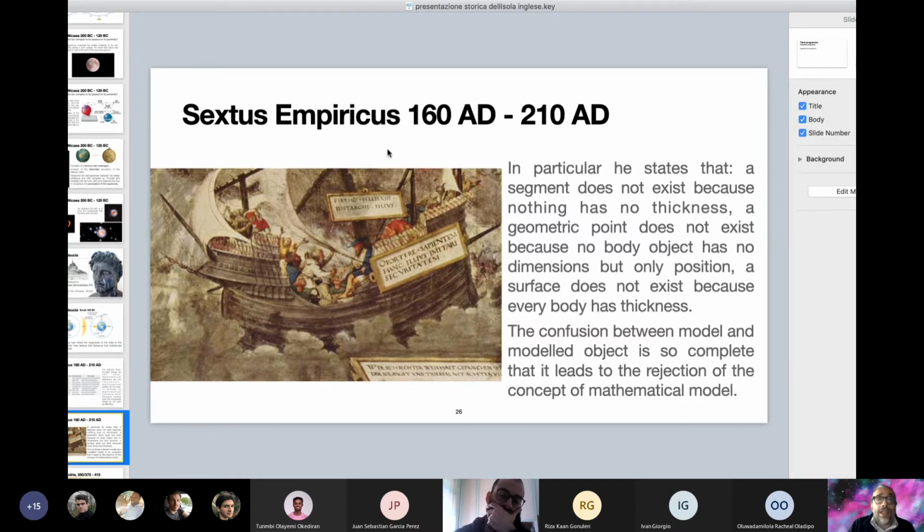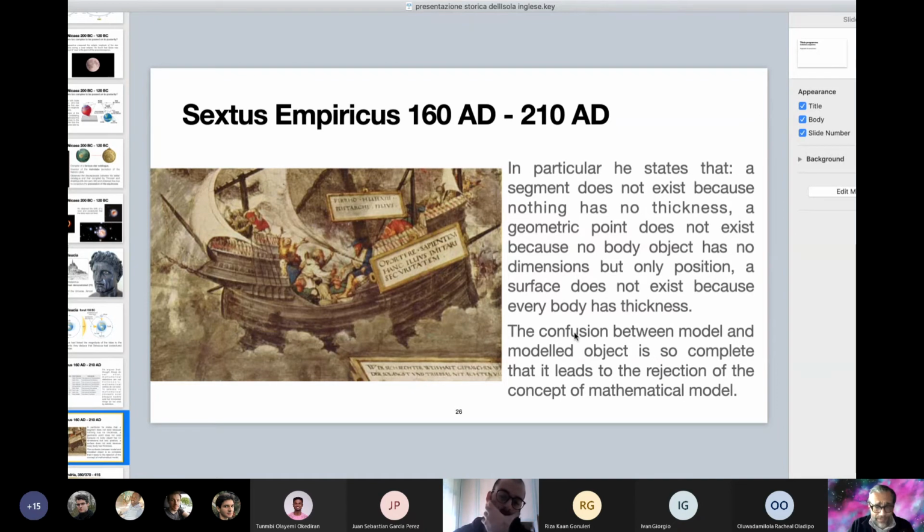But what is astonishing is that Sextus Empiricus said exactly what my student told me when talking about the Elastica equations. A segment does not exist because nothing has no thickness. A geometric point does not exist because no body or object has no dimensions, but only position. A surface does not exist because every body has thickness.